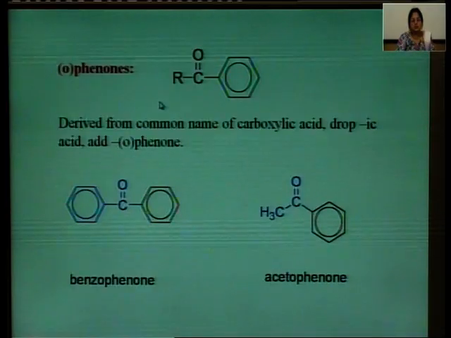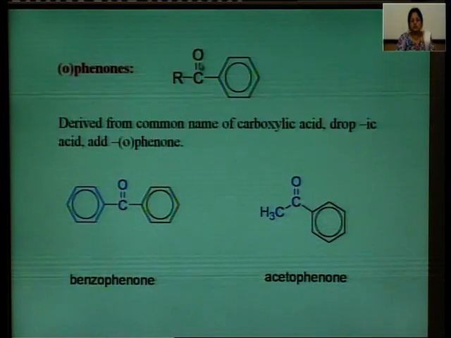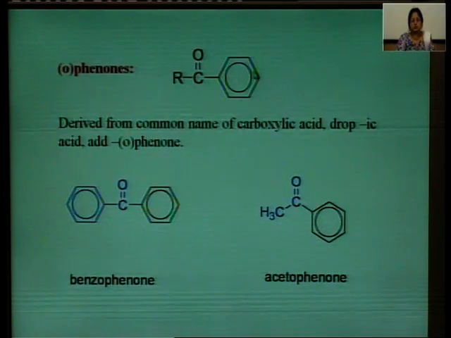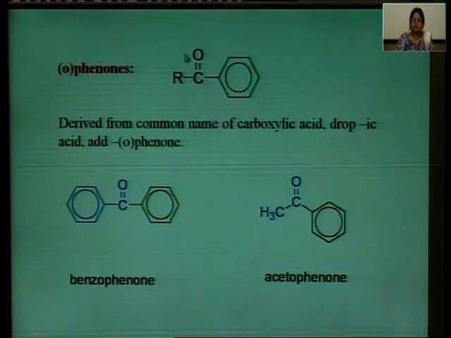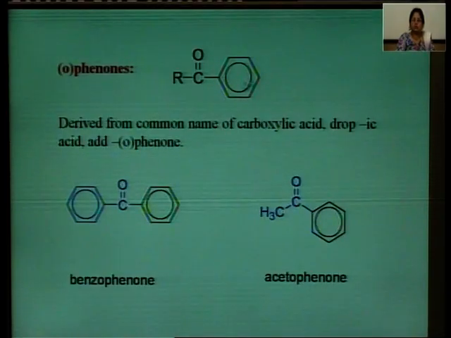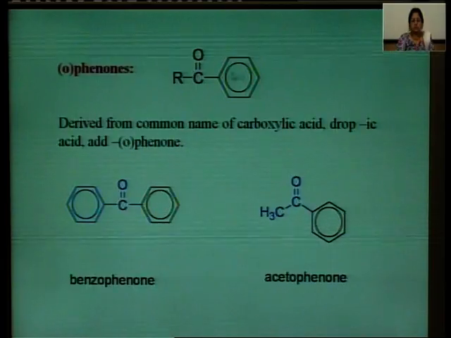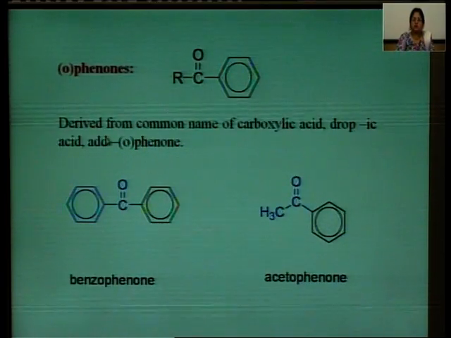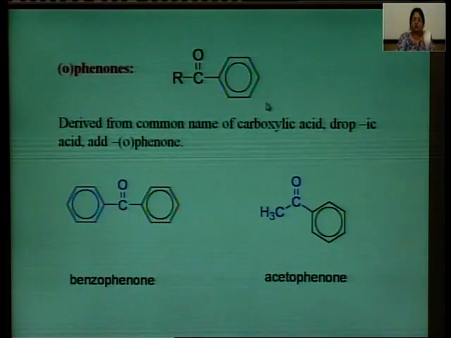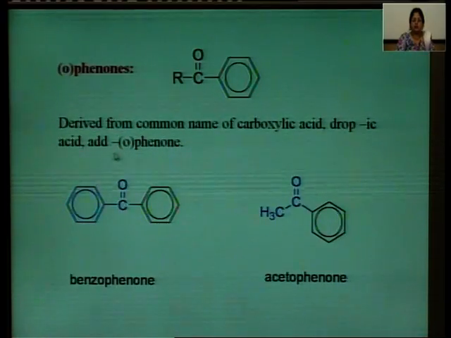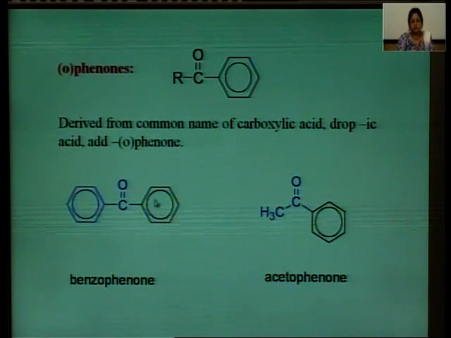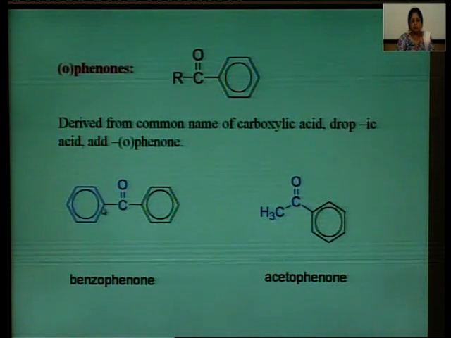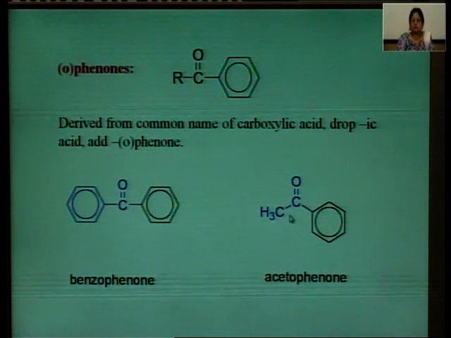Now, there is one category of compounds in which the carbonyl group is attached to the benzene ring. This ring along with the carbonyl function is known as the phenone. So, while naming this type of compounds, we drop the word ic acid and add the word phenone. For example, this compound is named as benzophenone. This compound is known as acetophenone.